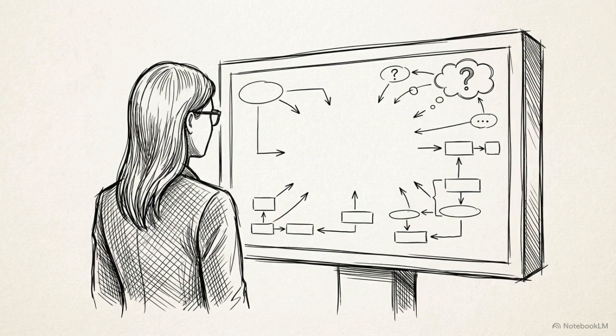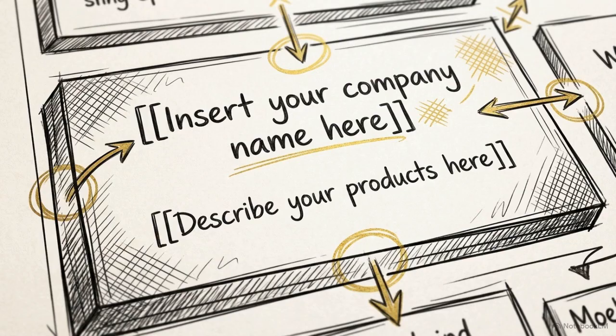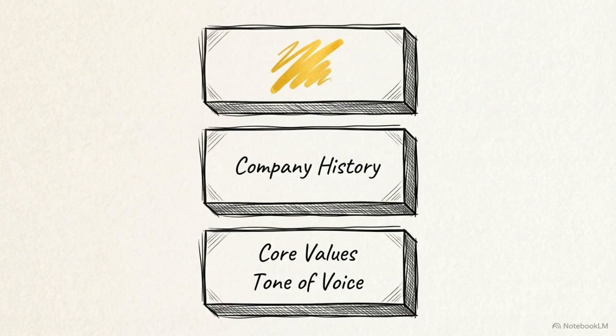If you've used standard AI tools to write marketing copy, you've likely hit a familiar wall. You type in a prompt, and what comes back is a robotic block of text that requires 10 minutes of heavy editing to sound natural. Standard language models do not know your business. They lack a memory of your company's history, your specific values, and the tone of voice you've spent years developing.